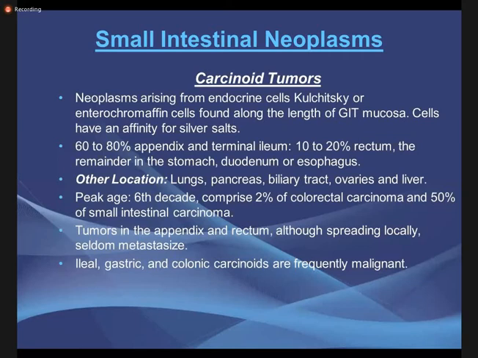Other locations where carcinoid may present are lungs, pancreas, biliary tract, ovaries, and liver, because all these places have endocrine cells. Peak age for these tumors is in the sixth decade, comprising 2% of the colorectal carcinomas and 50% of the small intestinal carcinoma. So it is common in the small intestine compared to the large intestine. Tumors in the appendix and rectum, although spreading locally, seldom metastasize. Ileal, gastric, and colonic carcinoids are frequently malignant.